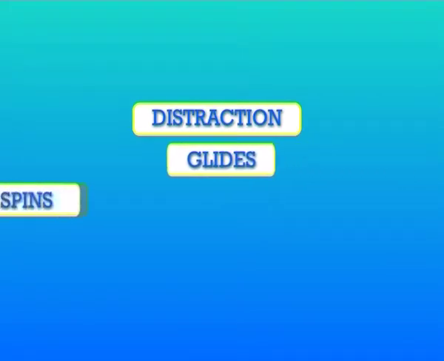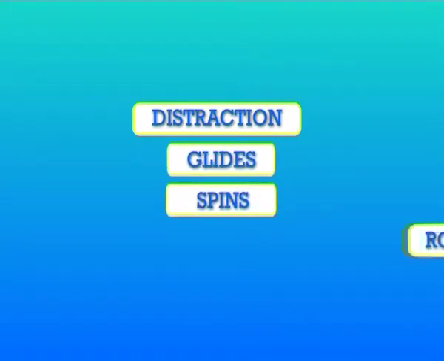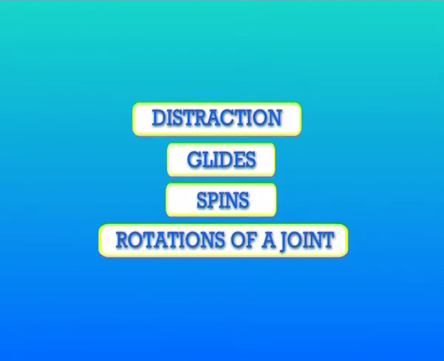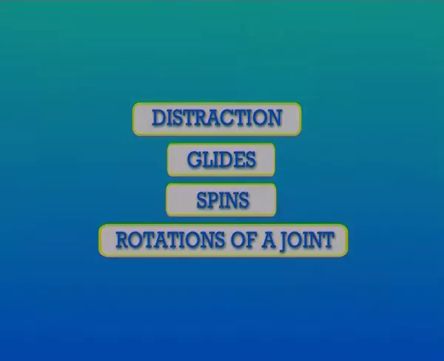Accessory motions are movements that cannot be performed actively but can be performed passively. Examples are distraction, glides, spins, and rotation of the joints. Accessory motion must be present for full physiologic motion to be present.